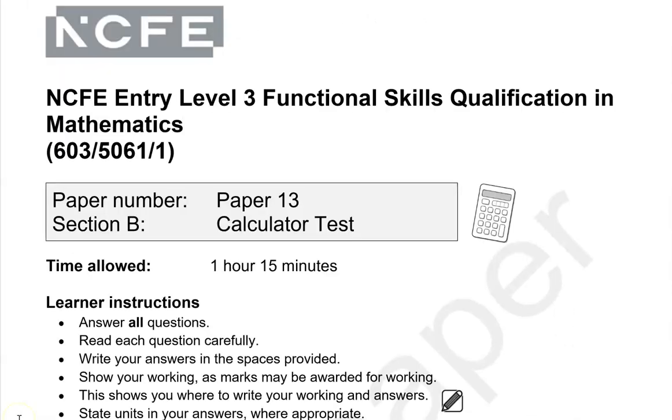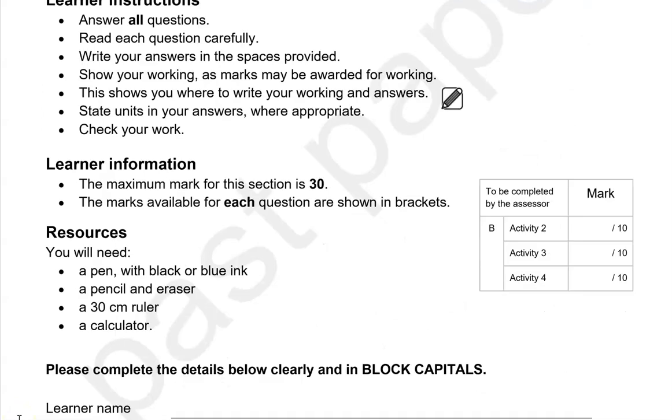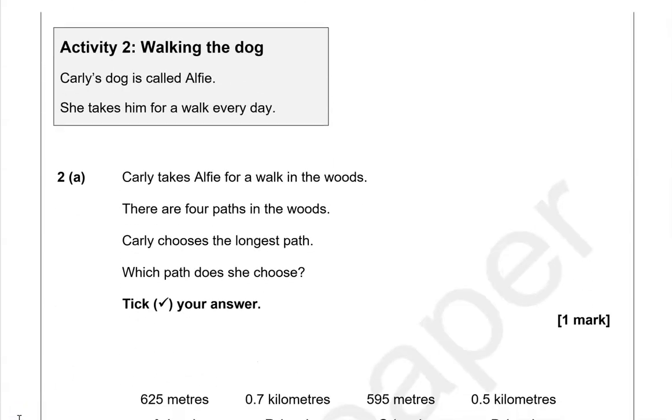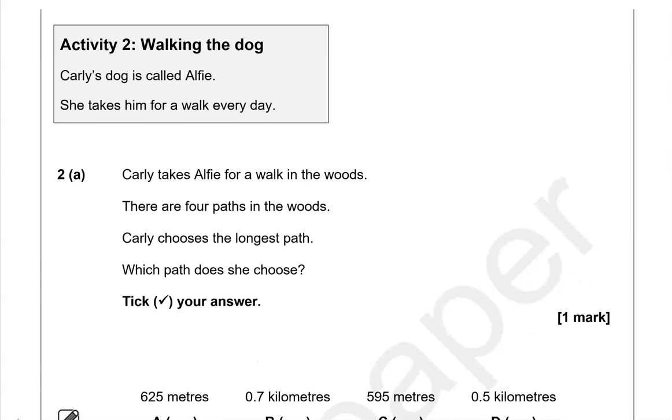This is the end of the first part. This is now the second part of the paper. From now on you can use a calculator. Activity 2, walking the dog. Kylie's dog is called Alfie.